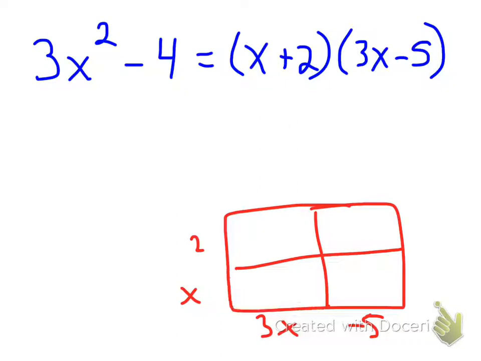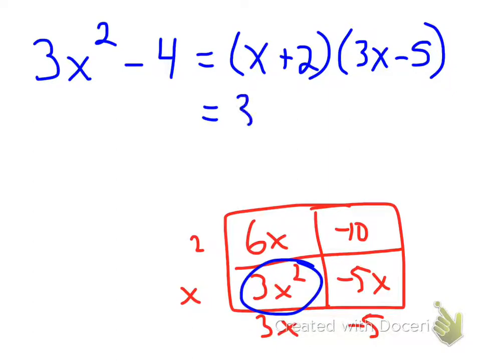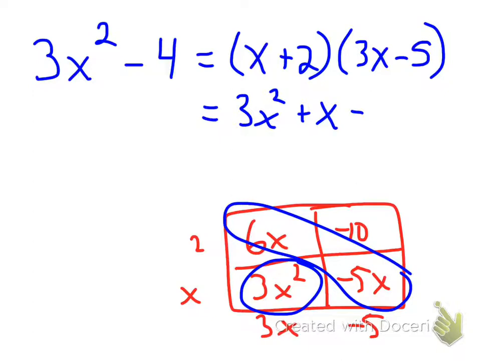So x times 3x is 3x squared. Above that, I'm going to get 2 times 3x for 6x. Bottom right, negative 5x. In the top right, I'm going to have a negative 10. That means the right side of this equation I can now write as 3x squared, combining like terms, plus 1x minus 10, and the left side of the equation stays the same for right now.